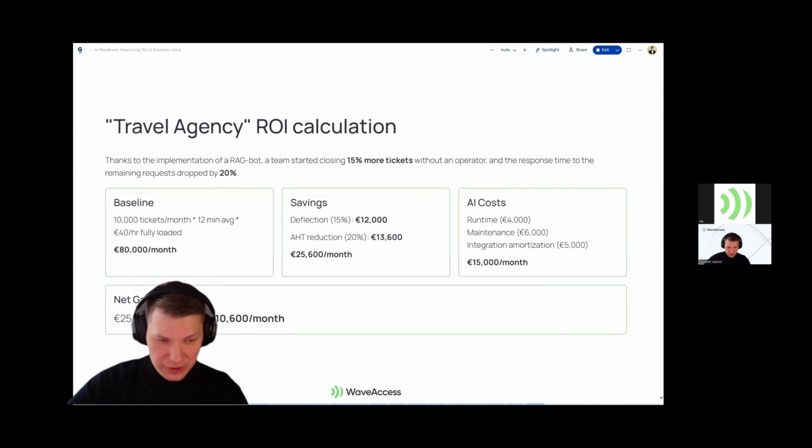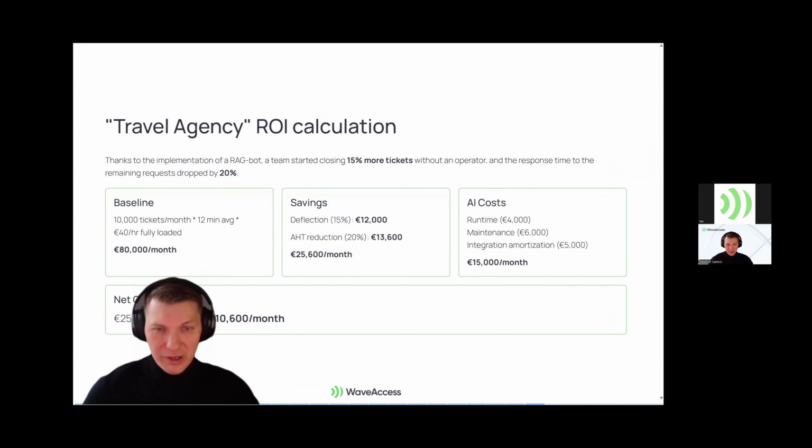Okay, so let's go to the example of the ROI calculation, because it's a lot of mathematics. For one of our customers, a travel agency, we implemented a RAG bot. It's an answering bot for the most common questions. This was a big travel agency with a lot of clients, and the amount of tickets was 10,000 tickets per month.